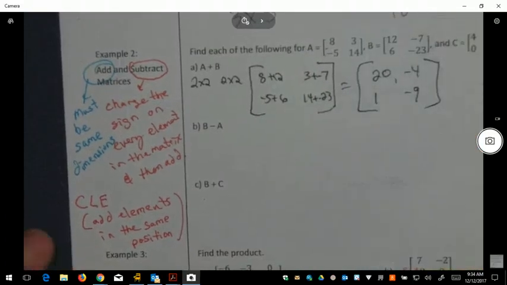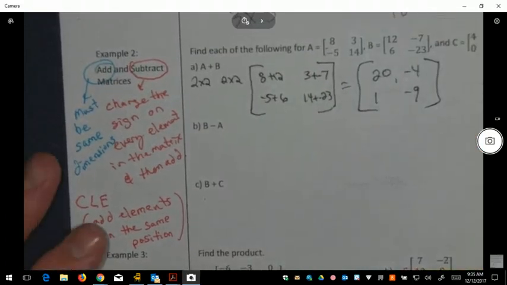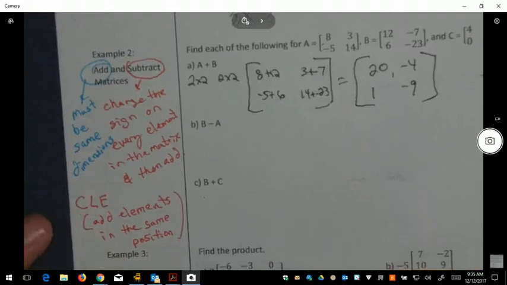And I don't know why I put a comma there. It's not supposed to be there. So that's my final matrix, the sum of matrices A and B.